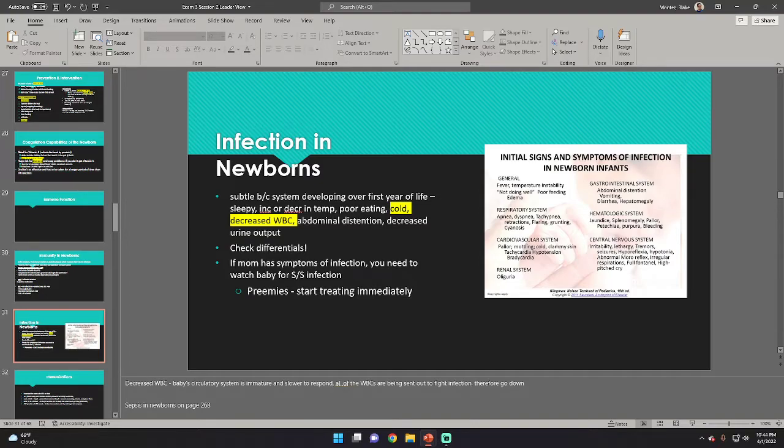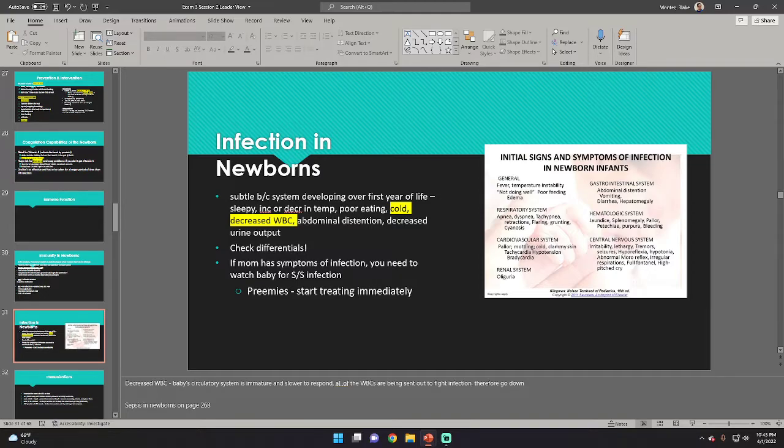Okay, infections in newborns. This is subtle because the system is developing over the first year of life. Infection in a newborn could cause an increase or a decrease in temperature. A lot of times it can be cold, maybe a decrease in white blood cells. They'll have maybe abdominal distension, maybe even the system's not functioning, and decreased urine output.